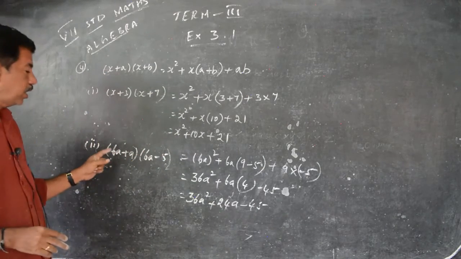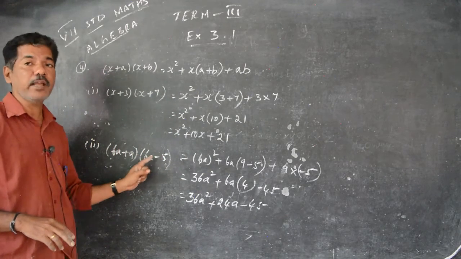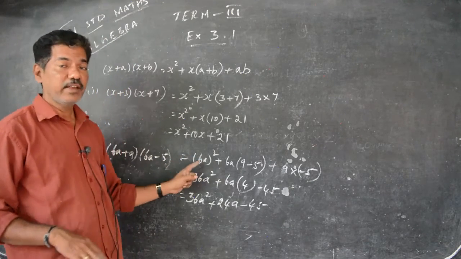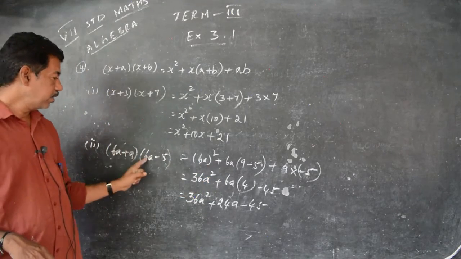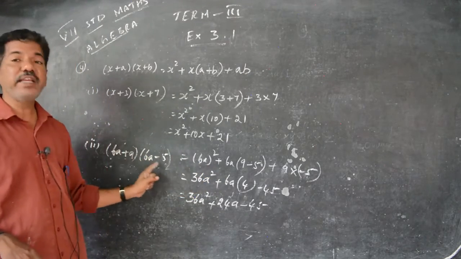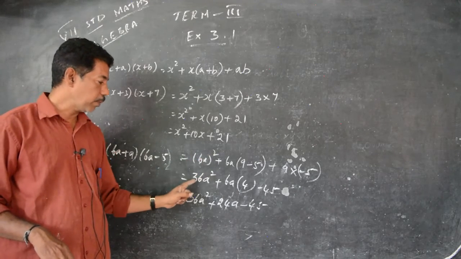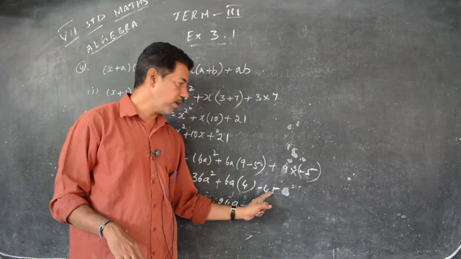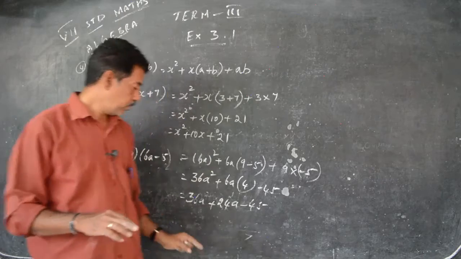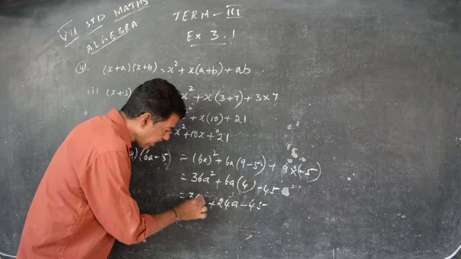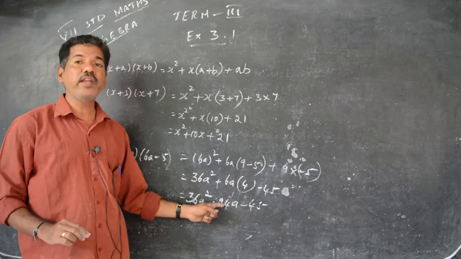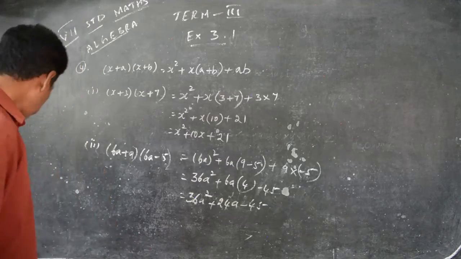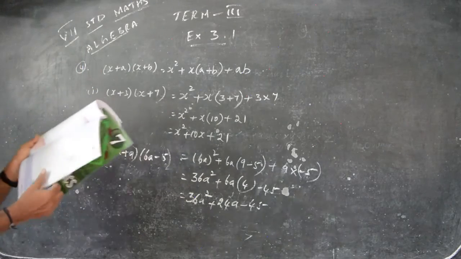Others same. Next question: 6a plus 9, 6a minus 5 equals 6a square. x is 6a; wherever x is, there 6a, because 6a is given here. Where a is, 9, and where b is, minus 5. So 6a squared is 36a square. 9 fives are 45, since it is minus, minus 45. Therefore 36a square plus 24a minus 45. Can you follow this? Any doubt in this? So next we move on to question number 4.